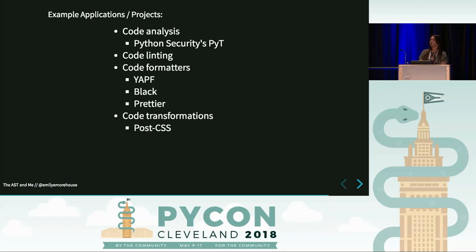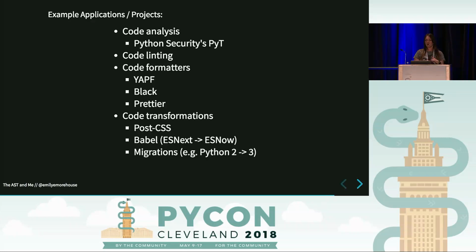And then code transformations. These are the things where it starts to get really interesting. So there are tools like PostCSS or Babel, or even just migrating your code from Python 2 to 3, where you can take existing source code, figure out how it needs to be altered, and then spit out code that works in different environments. So something like Babel will take really advanced future functionality in JavaScript and compile it down so that it can actually be run in all browsers across the board.